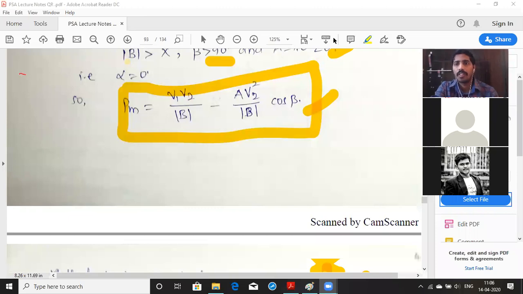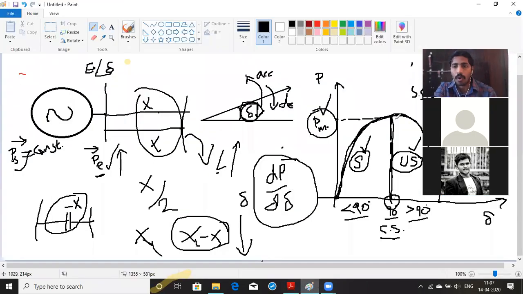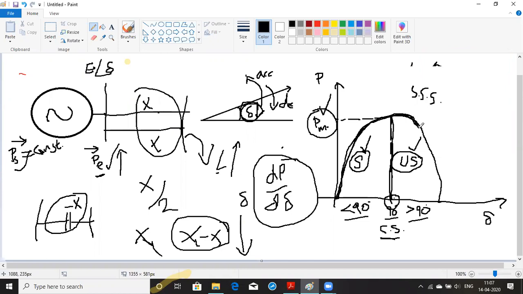Okay, someone is asking what happens if total load exceeds the steady state stability limit. It will move to the unstable region. Because the synchronous machine is able to deliver and run only under the stable condition. So whenever it crosses 90 degrees, it will not increase the power, it will start decreasing the power. That means at that time, the synchronous machine is going to be in unstable operation. So it is not possible to increase the load beyond that.